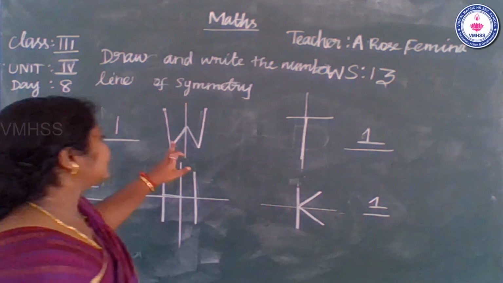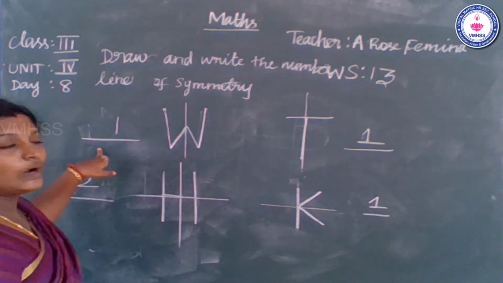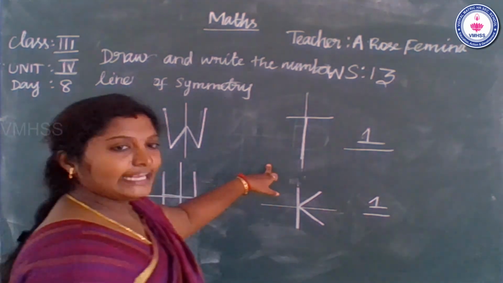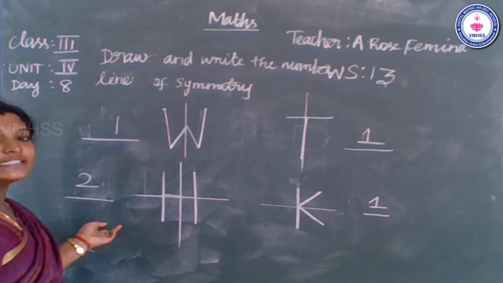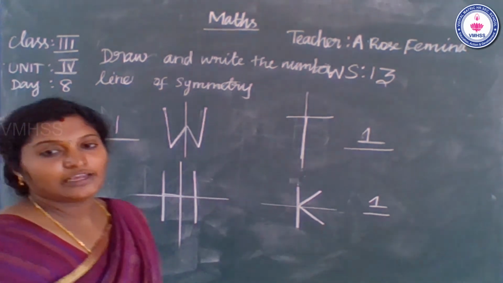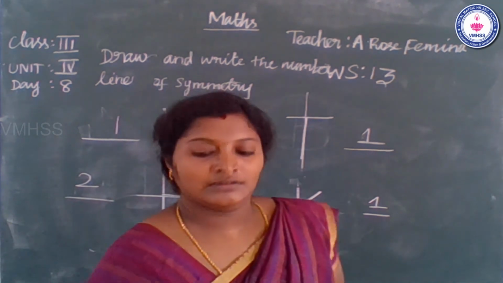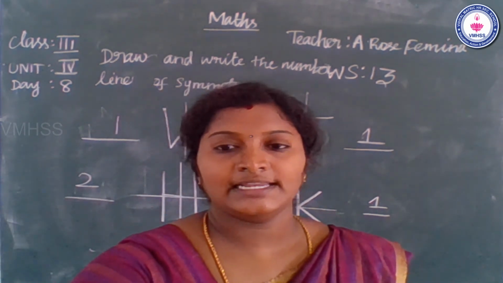Once again, W, one line of symmetry. T, one line of symmetry. H, two lines of symmetry. And K, one line of symmetry. You understand, students? See the next slide.